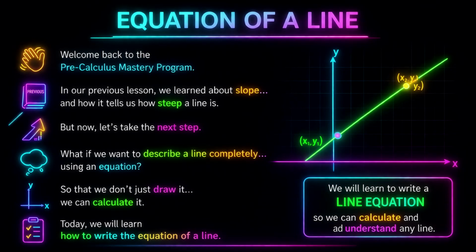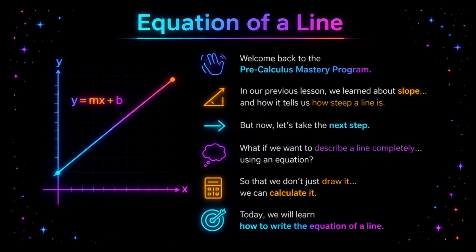In our previous lesson, we learned about the slope and how it tells us how steep a line is. But now, let's take the next step. What if we want to describe a line completely using an equation, so that we don't just draw it, we can calculate it? Today, we will learn how to write the equation of a line.